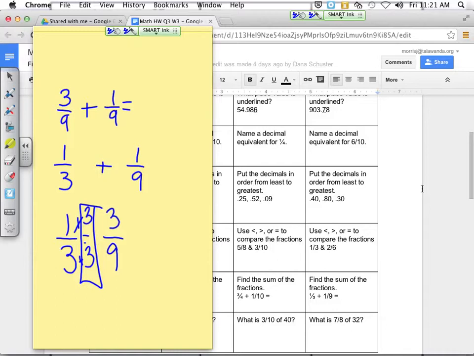Good. Can you reduce 4 ninths? Why not? Will 2 go into 4 and 9? No. It'll go into 4, not 9. Will 3 go into 4 and 9? No. 3 will go into 9, but not 4. 5 won't work, 6 won't work, 7 won't work, 8 won't work. So we know that we are reduced in simplest terms. Good job. Clear the ink. Move on.